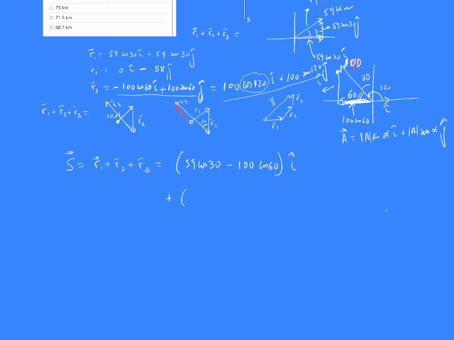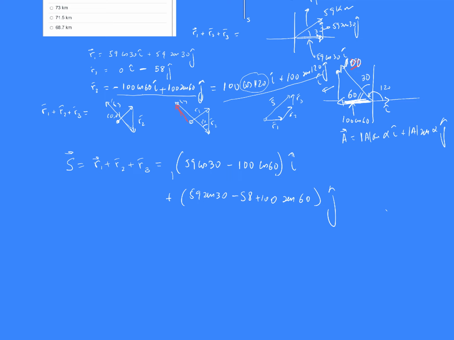And what is the j component? What is going in the j direction? It's going 59 sine of 30. 59 sine of 30 is going to the south, and also R3 is going, that is 100 sine of 60 in the j direction. So I have the vector sum. I found the vector sum.